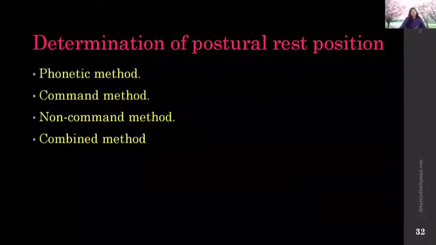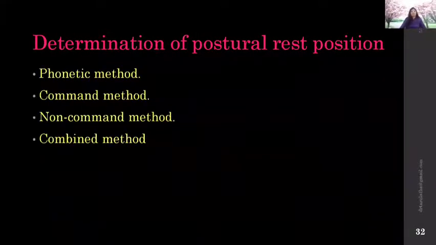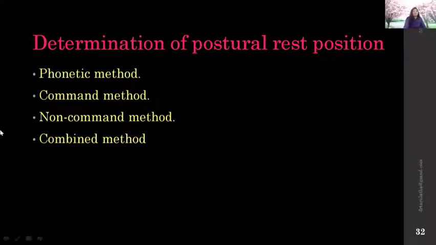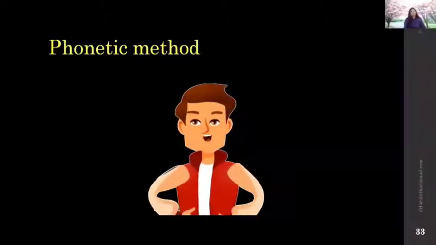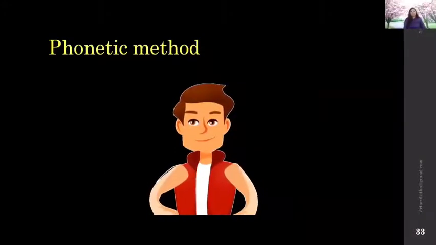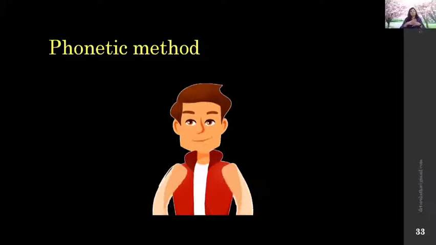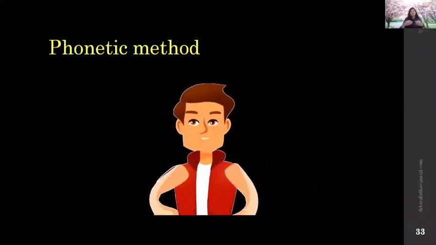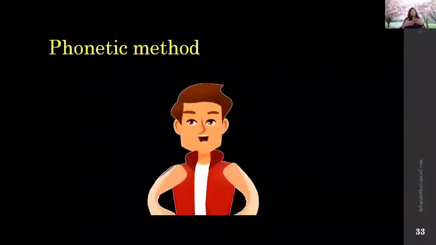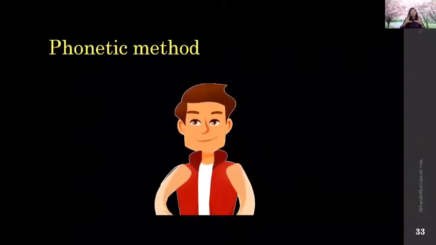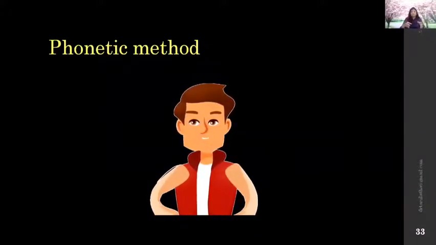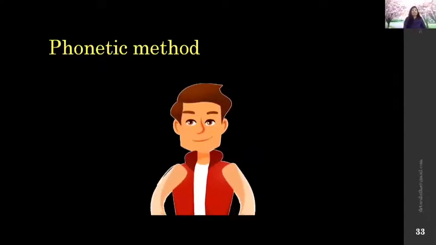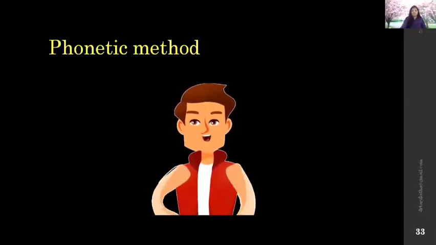So how do I determine the postural disposition? You can determine it using these 4 methods. Let's see what these 4 methods are. First is the phonetic method. In this method, you ask the patient to repeat certain words, like the word Mississippi or the letter M. You ask the patient to repeat Mississippi multiple times, and ask him to stop abruptly, and then you check the postural disposition.